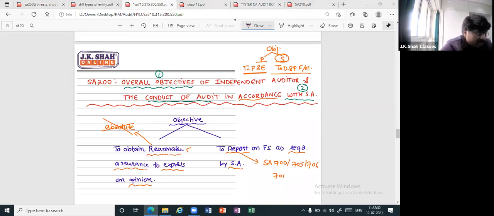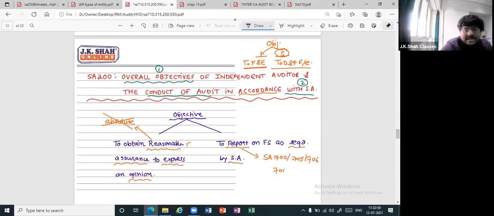SA 200 is not a part of any chapter. It is a part of the subject because it is overall objectives, no? So this I will make you mark from nothing but the bare standards on auditing. Very simple, very manageable this is. None of the standards are difficult as such, to be honest. Whether it is 320, 500, 230, all of them are manageable. Only thing is it is too much.